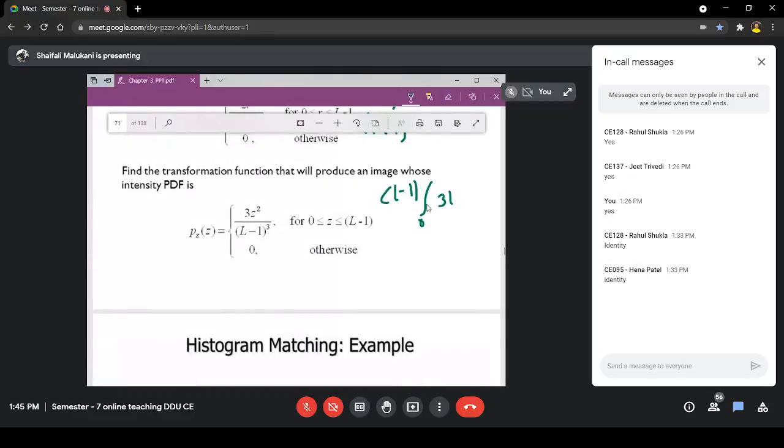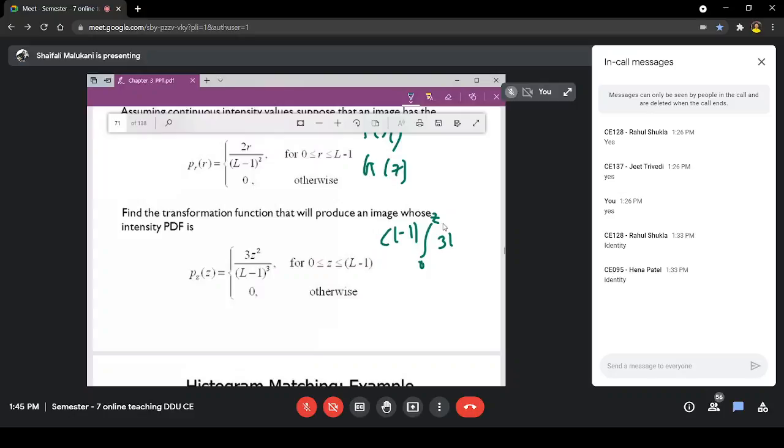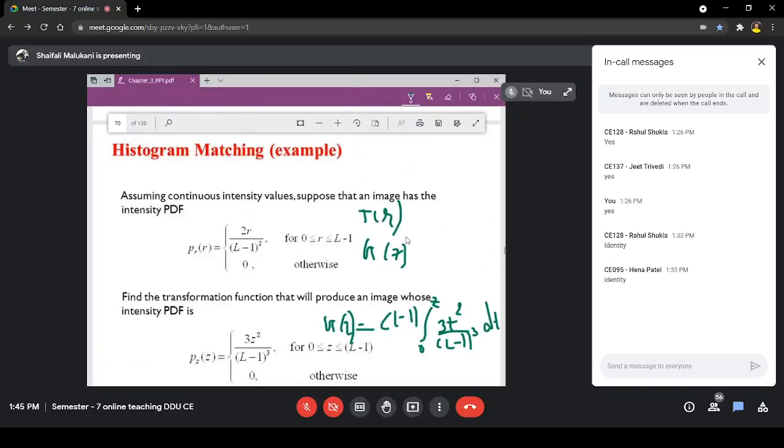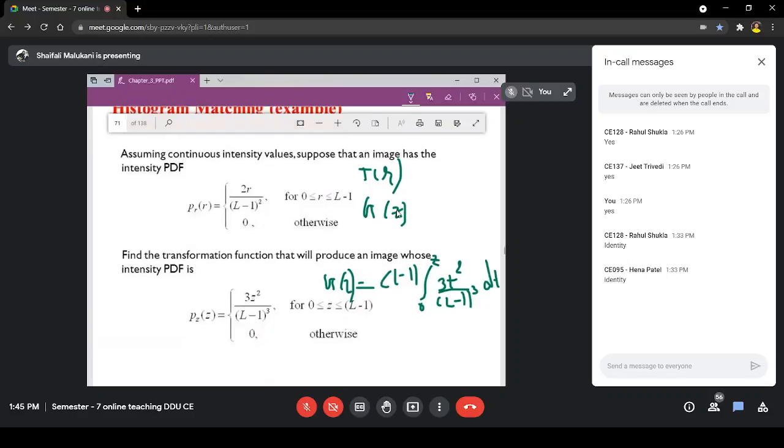This will be Z, from 0 to Z, and the integral variable I am taking T. So this will be 3T square divided by L minus 1 cube, right? So cube and dt. That is okay. Instead of W, I have taken the variable as T, and this is what I have obtained. Instead of TR, I am giving that function the name GZ, so that whenever I take inverse, I should not get confused between this equalization function and that equalization function. That's why different names are given. They are just variables. So just give me the value of GZ and TR, then we can move forward.